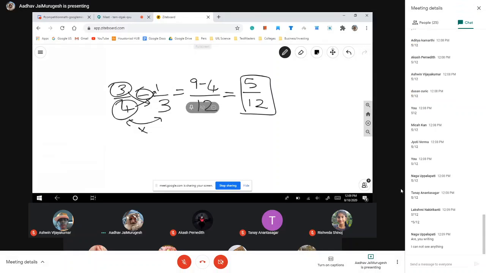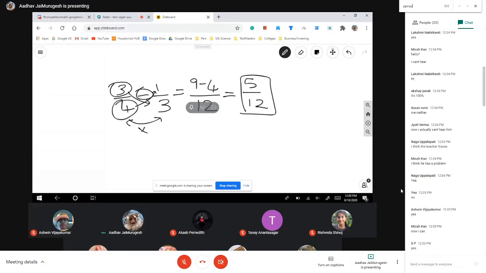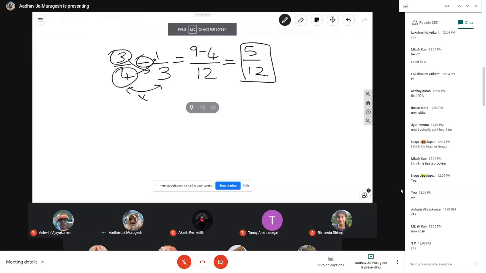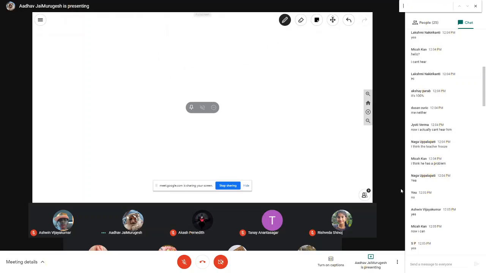Someone said they can't see anything. I think everyone else can see it, so I think it's a problem on your end. Hopefully everyone got that right.